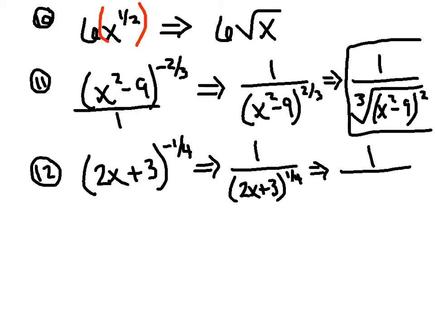And my last move, the groundhog rule says it's the 4th root of the quantity 2x plus 3. Now you notice I don't have to keep the parentheses around the 2x plus 3 this time because it was simply being raised to the first power only. That made the parentheses unnecessary at this stage of the game.